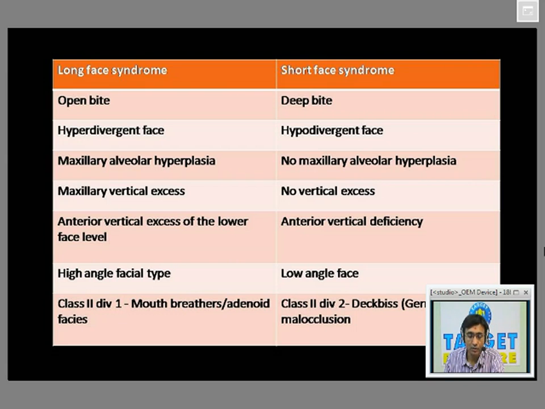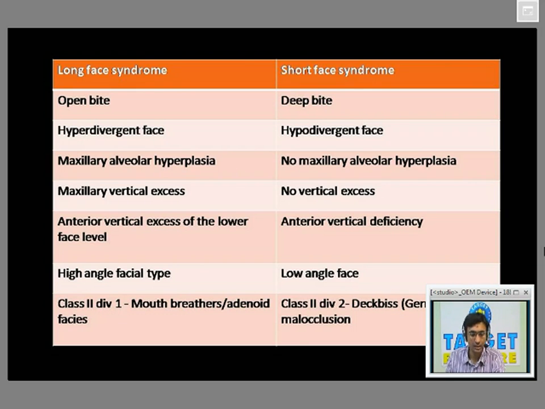There is anterior vertical excess of the lower face also. In long face, since the maxilla is overgrown in the vertical direction, the ramus also grows along with that, because the condyle is a secondary cartilage. It responds to the pull. So the ramus also grows along with that, and there is vertical excess of the lower face as well. Whereas in short face syndrome, there is anterior vertical deficiency, since the mandible is rotated anti-clockwise, upwards. Since the mandible is rotated upwards, there is a decrease in the lower face height, which is called anterior vertical deficiency in short face.